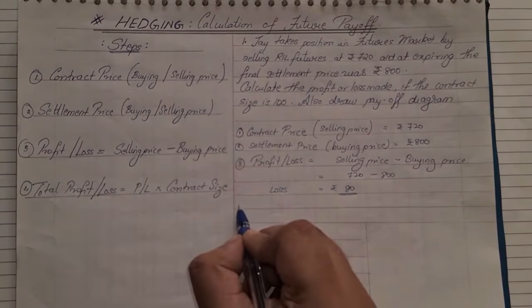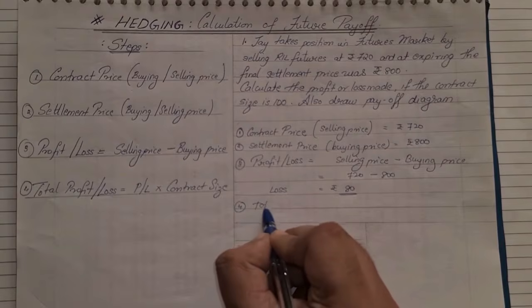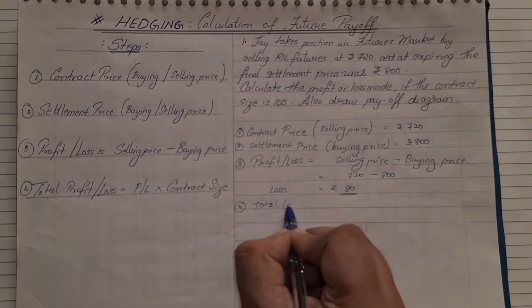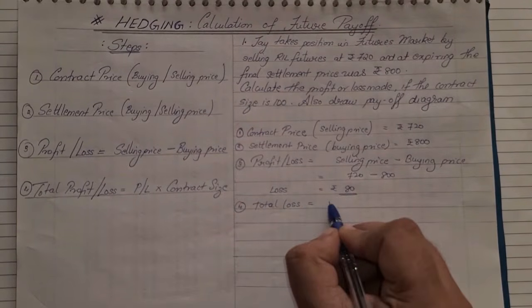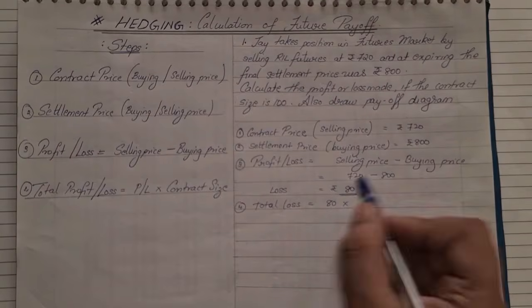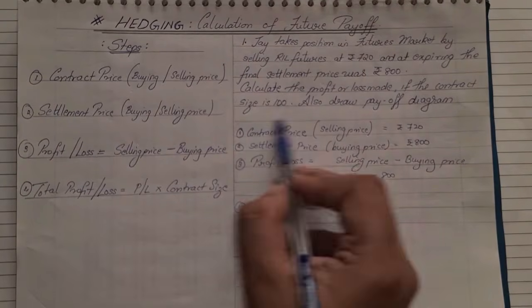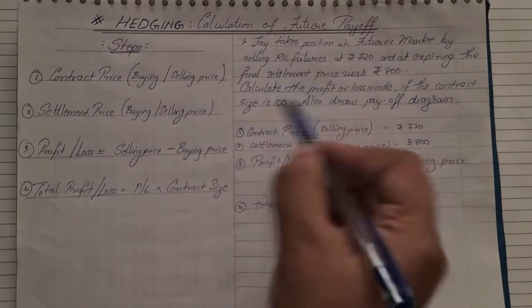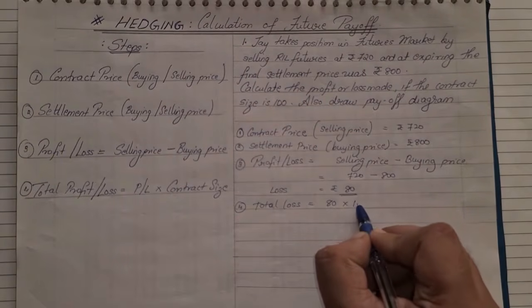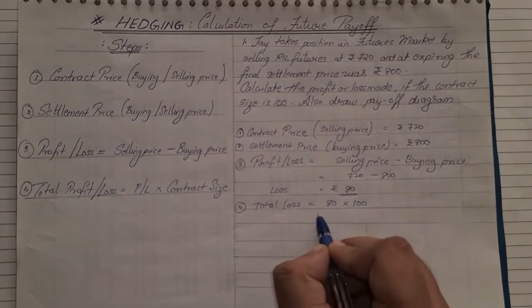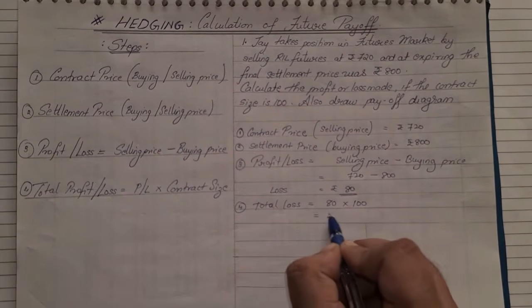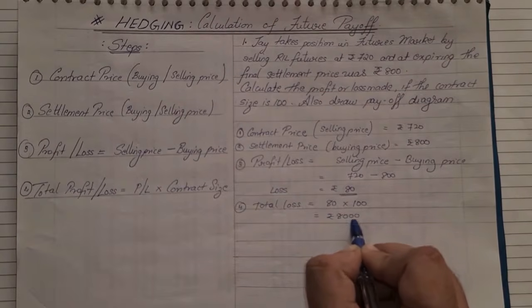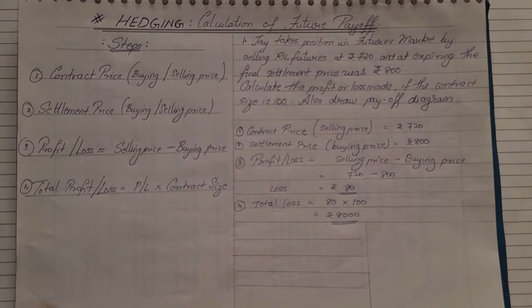Now we need to find, lastly, the total loss. The total loss will be loss per contract into the number of contracts. Here the contract size is given. They have taken only one contract, but that one contract size is of 100 units. So it will be 80 into 100, which is rupees 8,000. So our total loss in this particular sum was rupees 8,000.